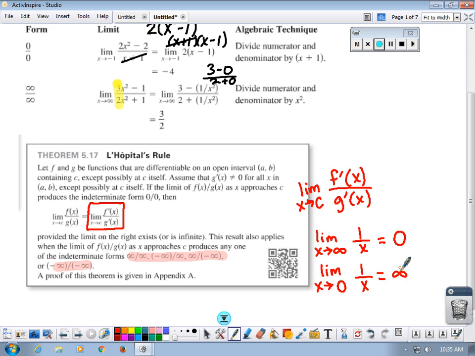Now you do need to notice that you're not doing the quotient rule. You're just simply taking the derivative of the numerator and putting it over the derivative of the denominator. So you're not doing the actual quotient rule, even though it is a quotient.